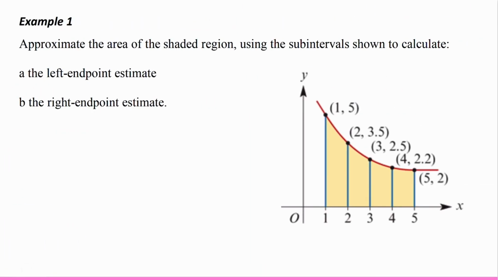So example 1, approximate the area of the shaded region using the subintervals shown. So we can see that they've separated these all out by an interval of 1, and they want us to do it in the first part using a left endpoint estimate. So that means when I'm drawing my rectangles, I'm going to be using the left-hand side as the part of the rectangle to form that rectangle.